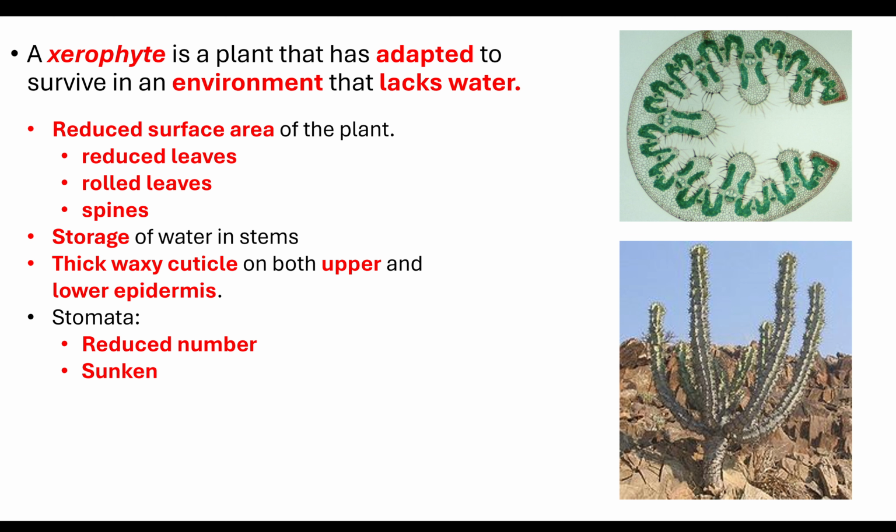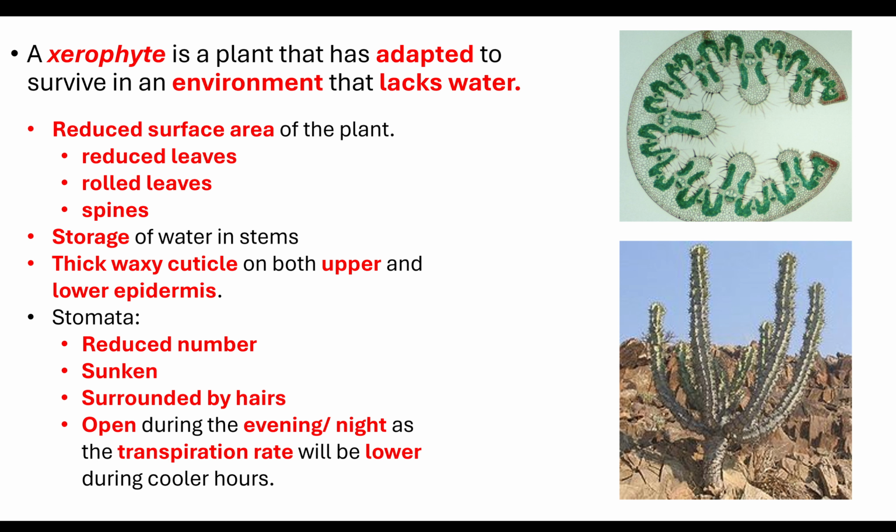So it's an adaptation that maintains the water inside, preventing it from being lost. And also by surrounding the stomata by hairs, any water vapor that has diffused out of the stomata, the opening, it will be able to condense down and therefore not be lost. And the last thing that can happen is actually the stomata are controlled, those openings are controlled by the guard cells. So what the xerophytes can do is they can actually control when the stomata are open.